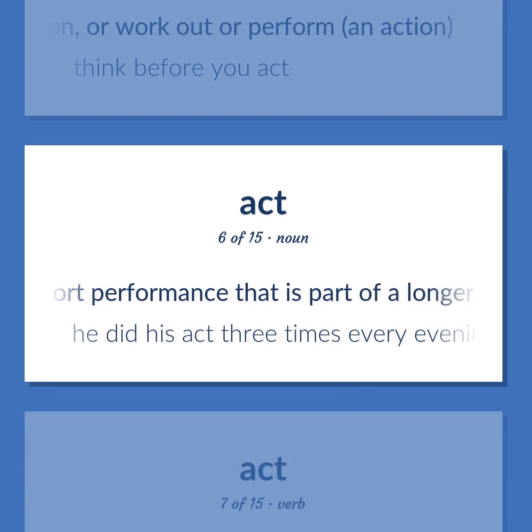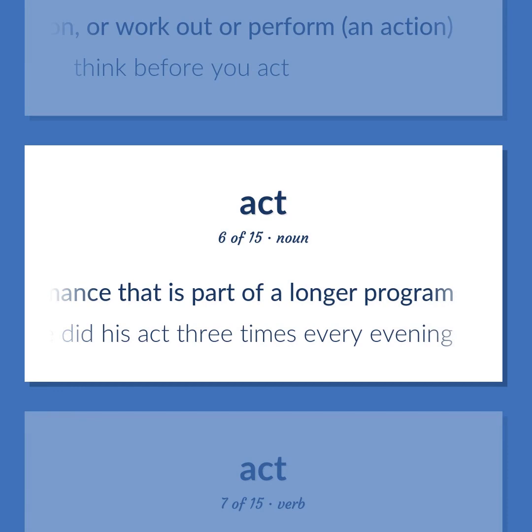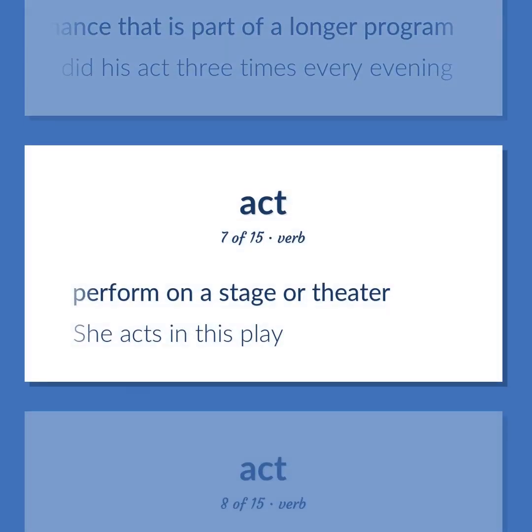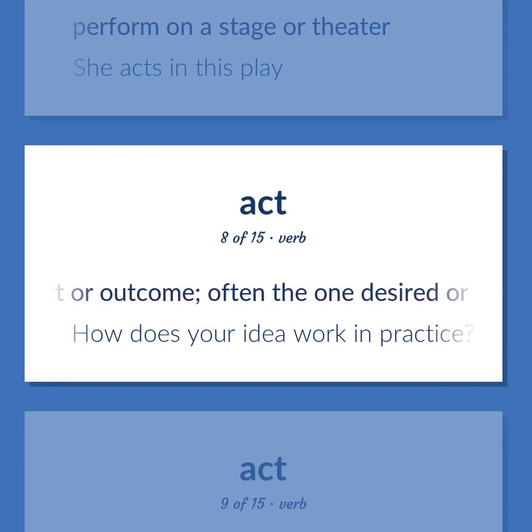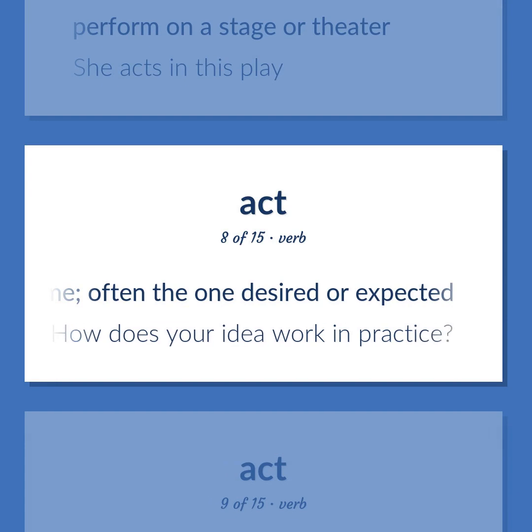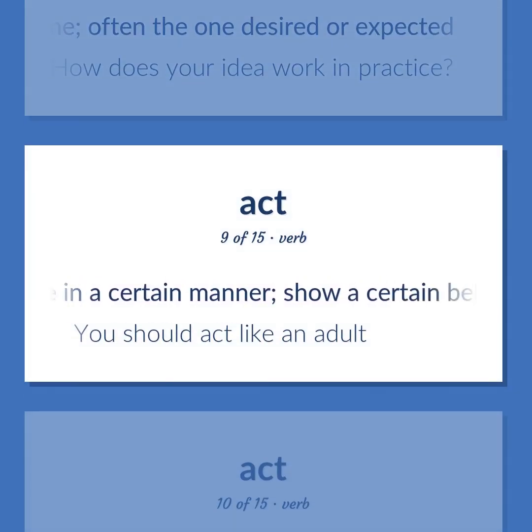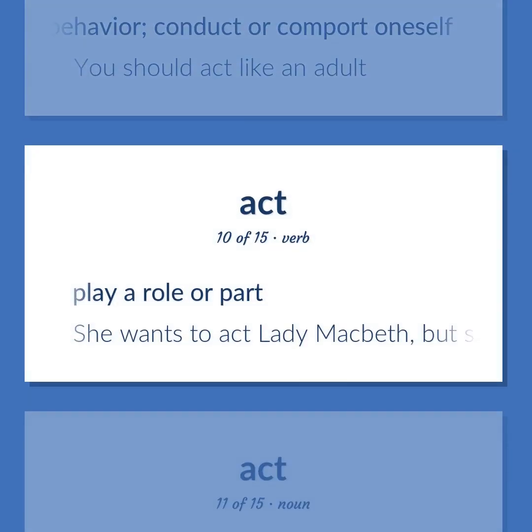A short performance that is part of a longer program. He did his act 3 times every evening. Perform on a stage or theater. She acts in this play. Have an effect or outcome, often the one desired or expected. How does your idea work in practice? Behave in a certain manner. Show a certain behavior, conduct or comport oneself. You should act like an adult. Play a role or part. She wants to act Lady Macbeth, but she is too young for the role.